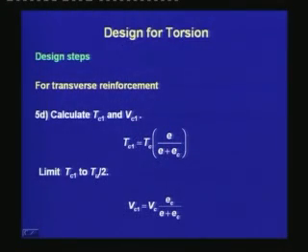Thus, in this step, we are calculating Tc1 and Vc1, where Tc1 is equal to Tc, the capacity in absence of shear, times e divided by e plus ec. We are limiting Tc1 to half of the ultimate torque. Vc1 is given as Vc times ec divided by e plus ec. Thus, now we have got the two capacities of concrete, one to resist torsion and the other to resist shear when both of them are acting together.